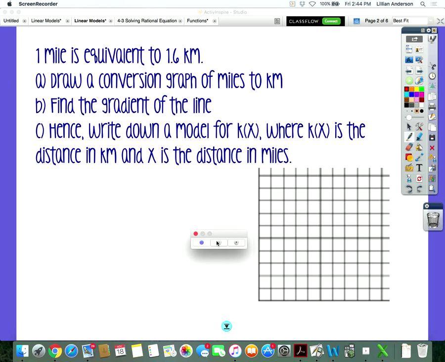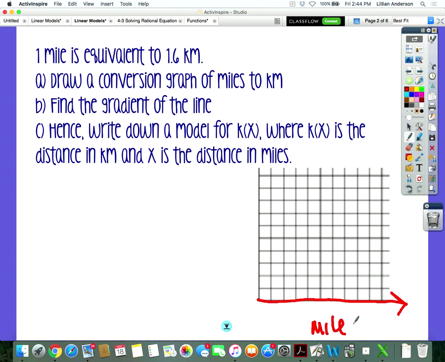So when we actually graph this, what are we going to put along our x-axis? The distance in miles. Whenever we're doing graphs, whether it is for our homework, a test, our IAs, we want to make sure we label the x and y axis, okay? So the x-axis is going to be miles, and the vertical axis is going to be kilometers, however you say it.